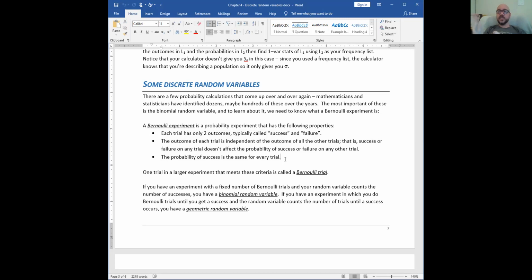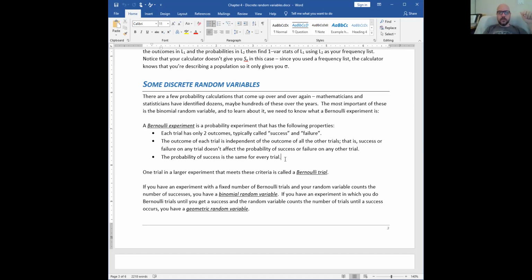The classic example of this is flipping coins. If you flip a coin, you have the same probability of heads and tails regardless of what you flipped last time. There are only two outcomes, heads and tails, and the probability of success stays the same the whole time. That's the way you want to think of Bernoulli: you're doing one thing, you have the same probability of success every single time, and the outcome of a previous trial has no effect on future trials. All right, so those are Bernoulli experiments.